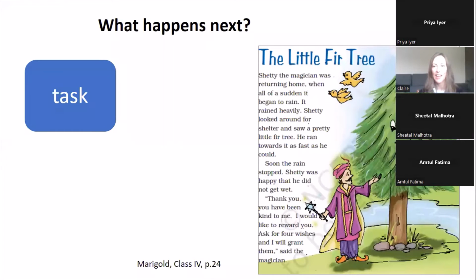"Thank you, you've been kind to me. I'd like to reward you. Ask for 4 wishes and I will grant them," said the magician. My question for you, what do you think the little fir tree wished for? Let us know. So your ideas in the chat for this one. So what happens next? So I've told the beginning of the story, and then it's for students to imagine what happens next. Now I'm asking you to do this individually, but in class I would do this in pairs. So as you're putting your ideas there, let's go to the instructions.